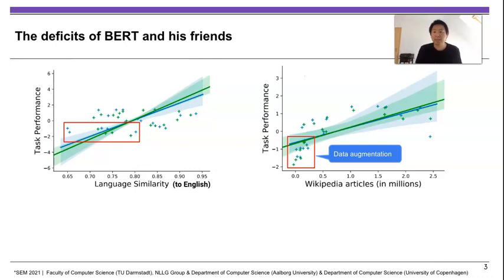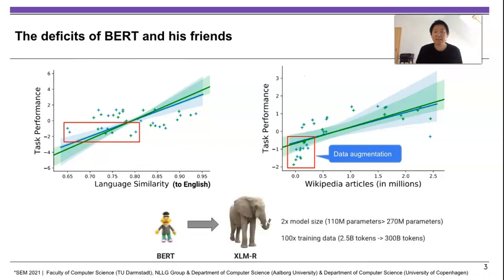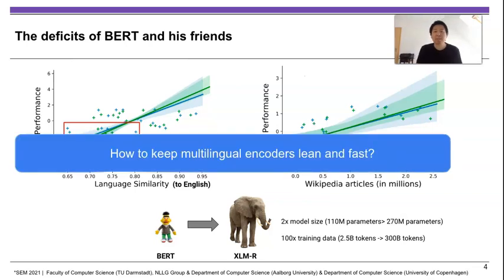And to address these scarcity issues, we can use other augmentation techniques. This is exactly what XLM-R did. Of course, it achieves much better results than m-BERT, but it doubles the model size of m-BERT and involves much larger training data, and makes the model very slow to train. So we raised the question: how to keep the multilingual encoder lean and fast to train if we want to have good performance of cross-lingual transfer to lower resource languages and to dissimilar languages.